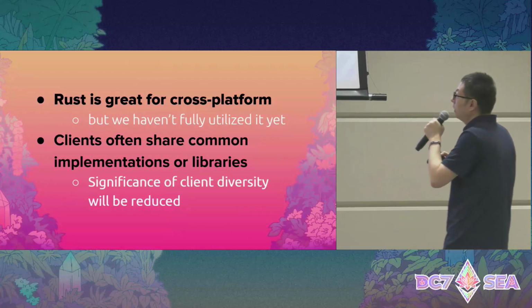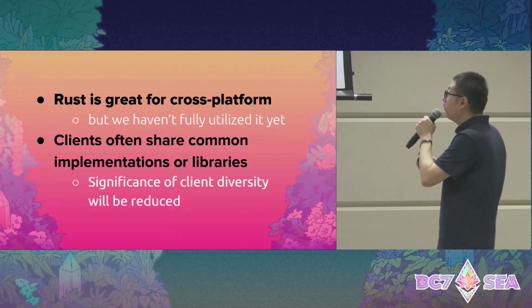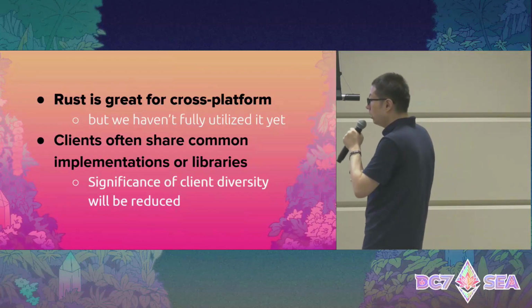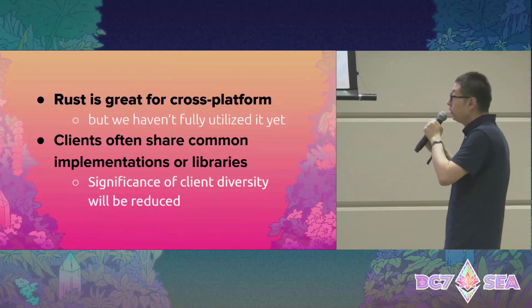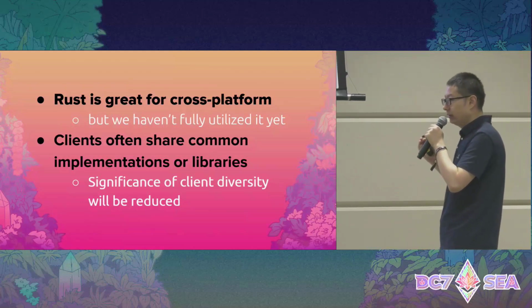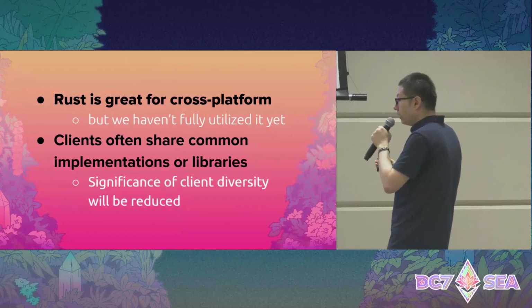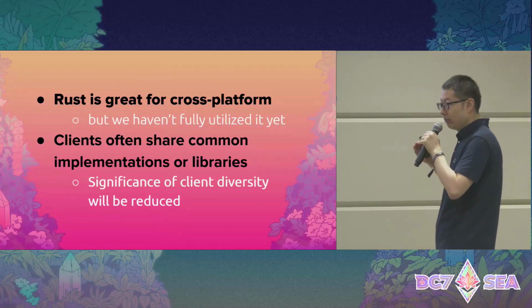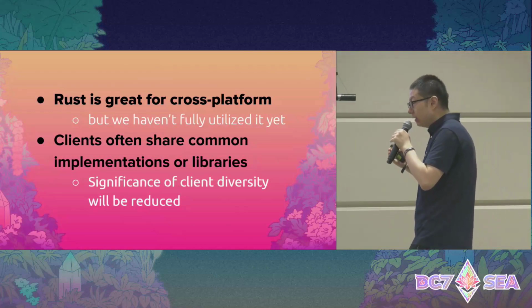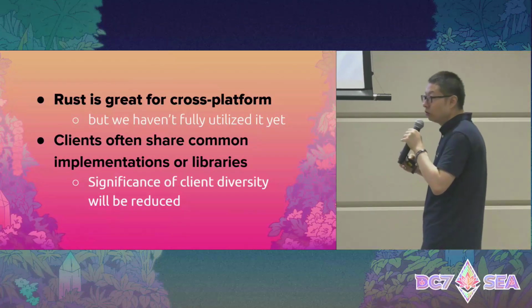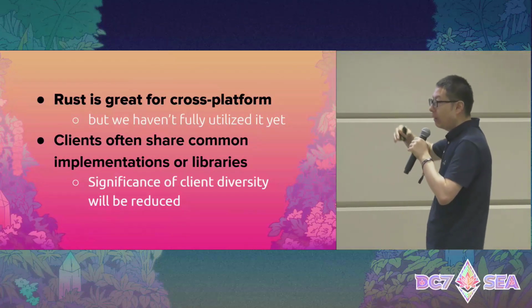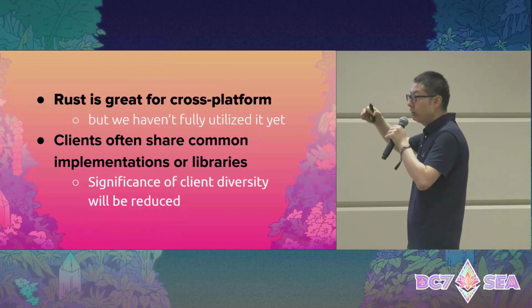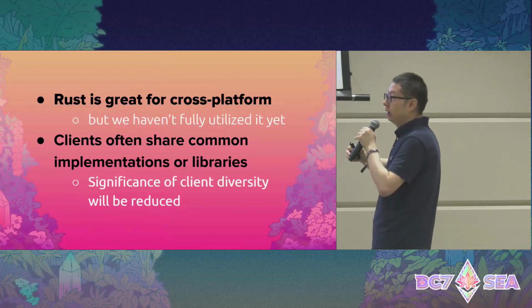Secondly, Ethereum clients often share common implementations and fundamental libraries, such as libp2p. But if one has a bug in the fundamental libraries, in fact, from engineering, it's not good. It will affect the world infrastructure clients.